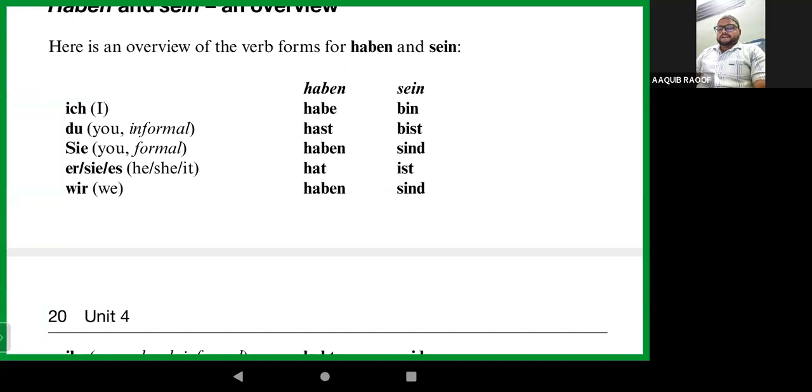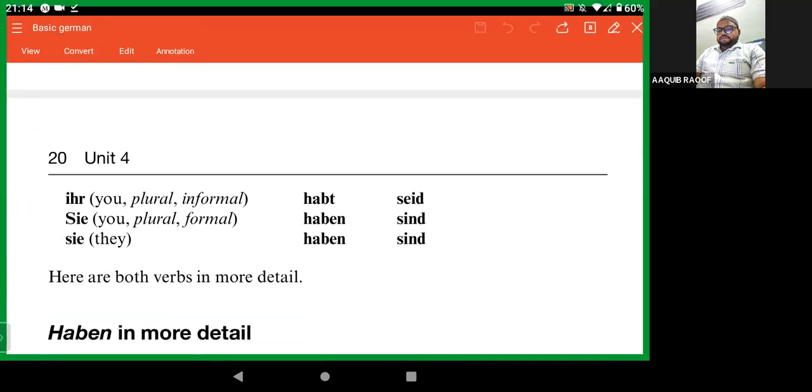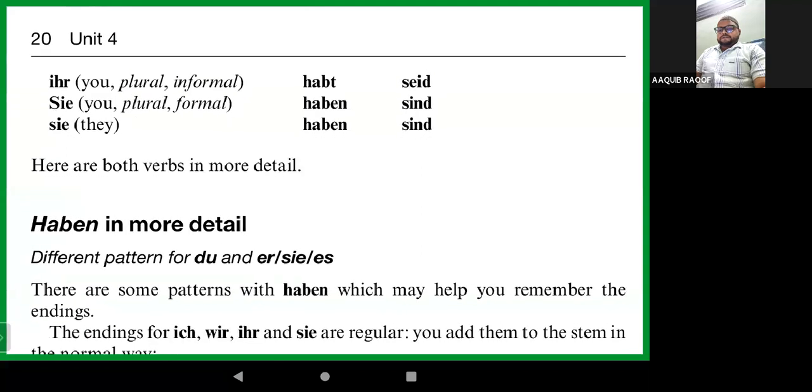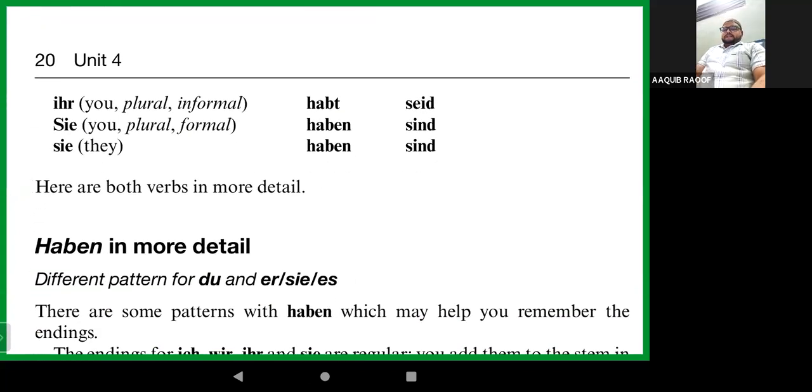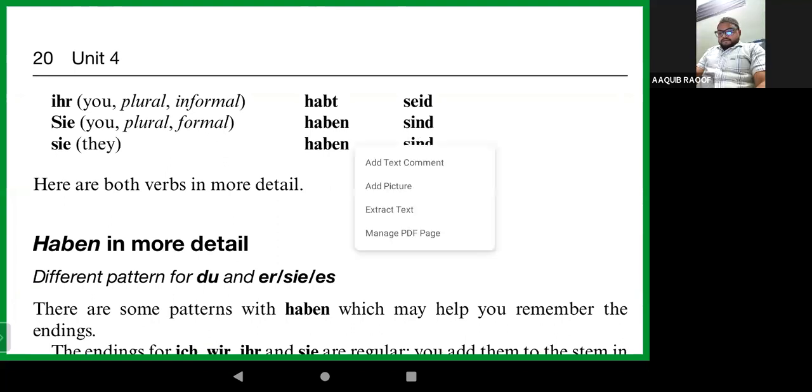Now another one is sein. Ich bin, like we use in the very first or second class. Ich bin, then your name. Du bist. You are. Er ist. Sie ist. Es ist. Wir sind. Now, for the plural, ihr habt. Sie haben. They and you. And for the sein form, er and sie, and they, sie sind.